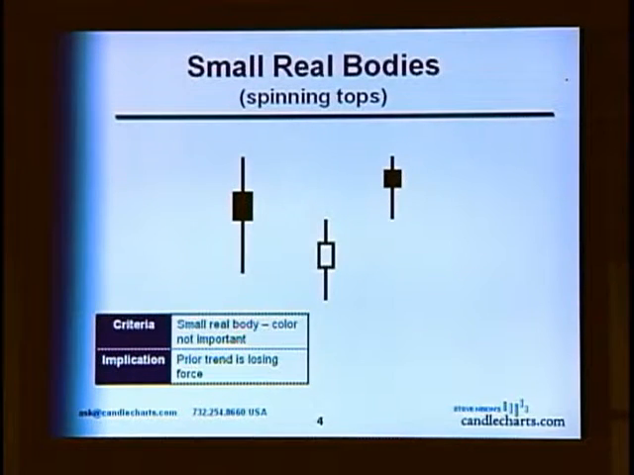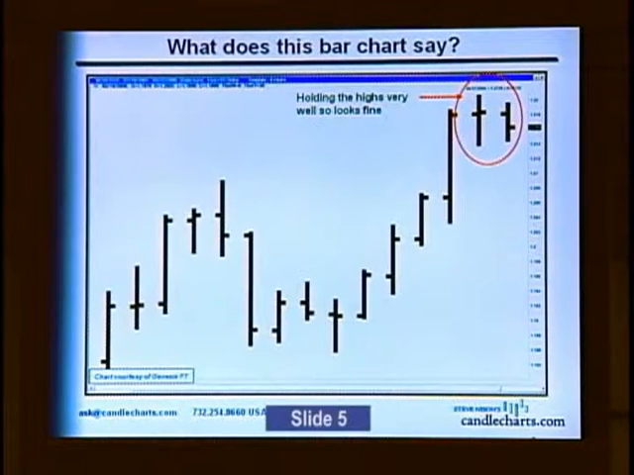of force. Now, let me show you why, if you're trading with a bar chart, and it's to your credit that none of you are, but if you're trading with a bar chart, you're trading at a real disadvantage. Okay, here we have a bar chart, and based on this bar chart, the market looks fairly healthy. It's holding the highs very well. No reason for caution. Now, we take the same data as this bar chart and convert it into a candlestick chart.